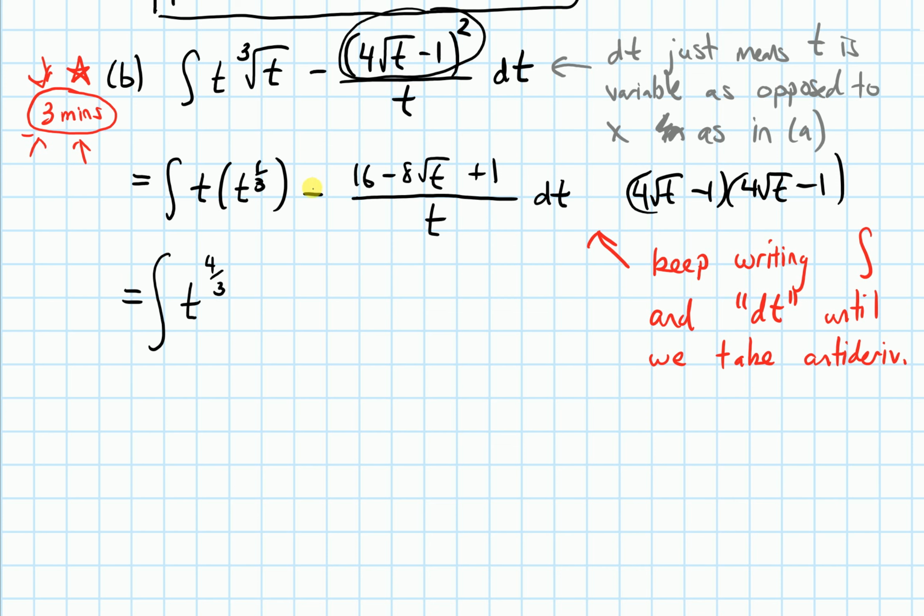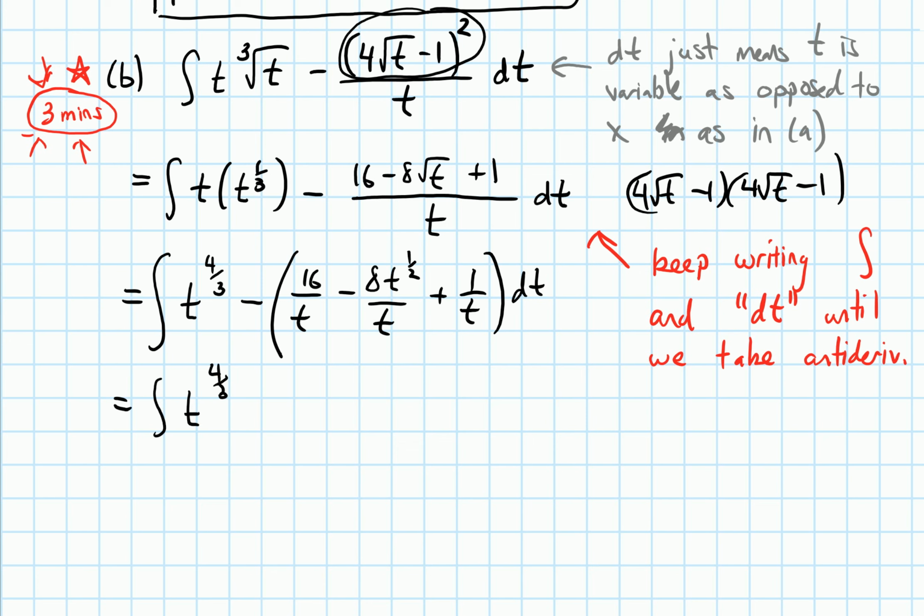And with the fraction, what I'm going to do is split this up. This is the same thing as 16 over t minus 8, let's rewrite root t as t to the 1/2, over t, and then plus 1 over t dt. Okay, now let's distribute that negative sign. So I get the integral of t to the 4/3, and then I have minus 16 over t, and then I'll get plus 8, if I move this t on the bottom to the numerator, t to the negative 1/2.